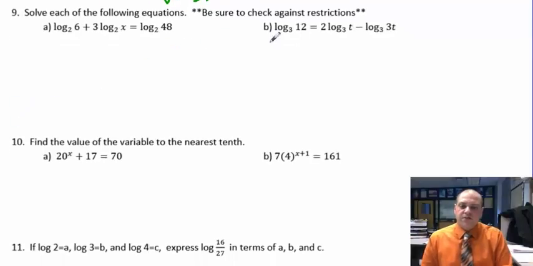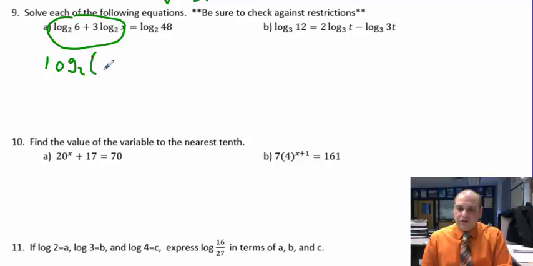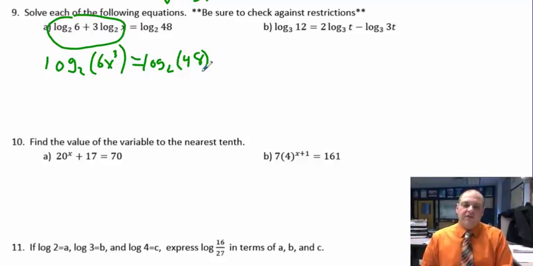Solve each equation, be sure to check. All right, so now we have log on both sides. Still need to condense the one side. I can only have a log on each side one time. I need to condense these. So I'm going to make this log base 2 of 6 times x cubed, since the 3 goes to the x as an exponent, so it's 6x cubed, equals log base 2 of 48.